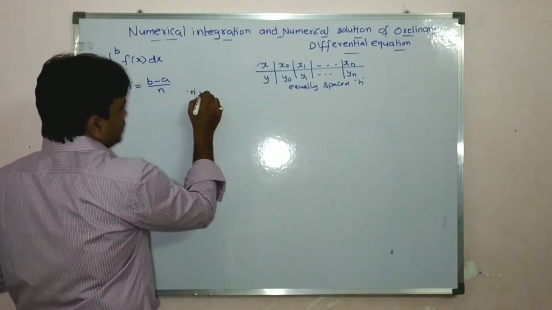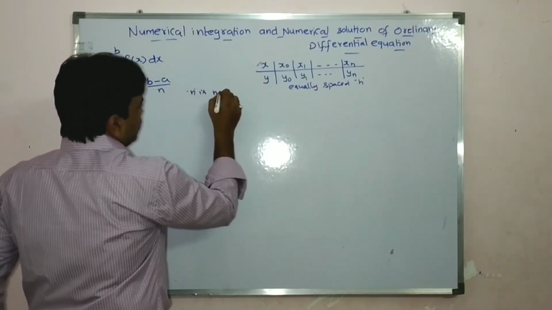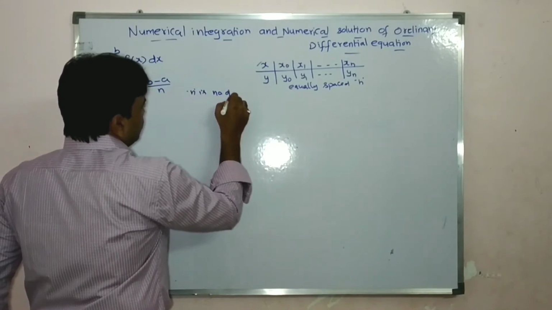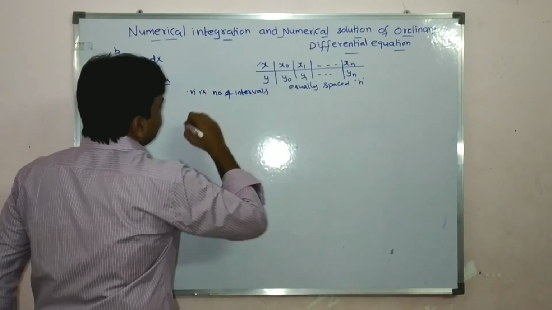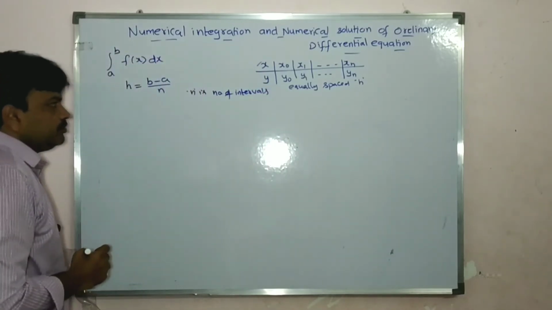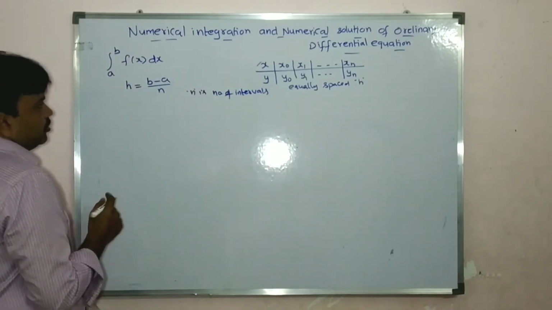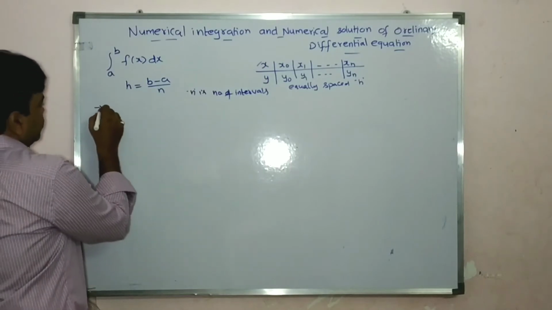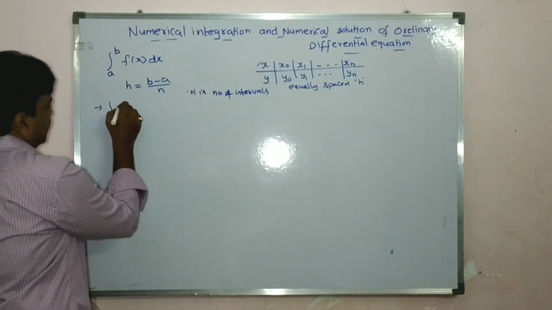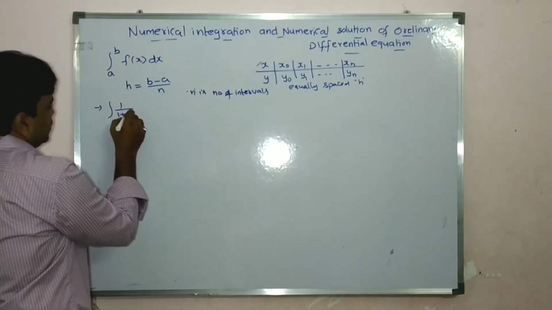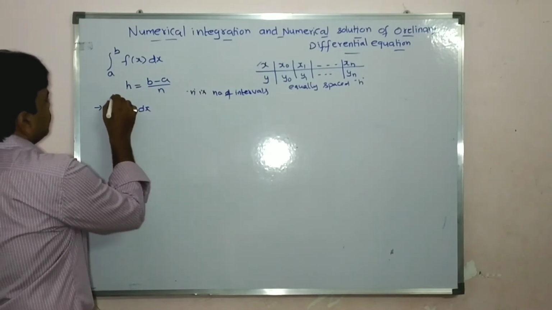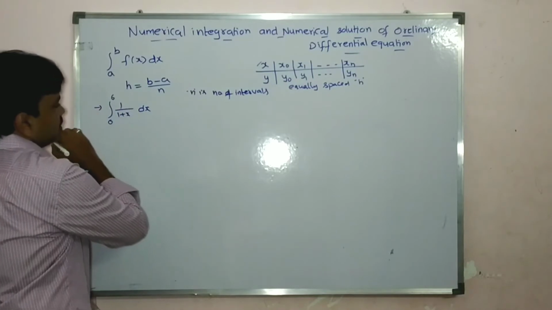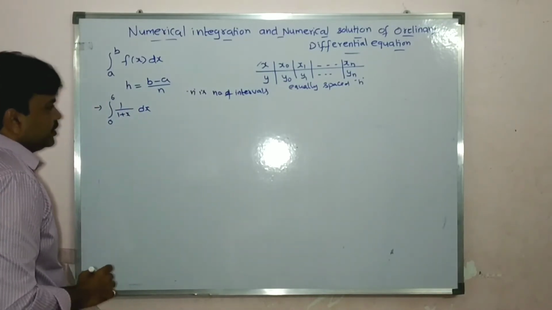n is the number of intervals, students. To understand this concept, I want to take one example, students. Integral 1 by 1 plus x dx. Say the lower limit is 0 and the upper limit is 6.